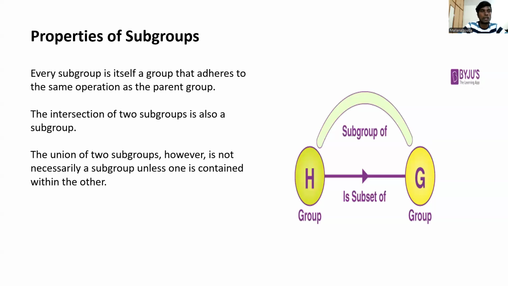Properties of subgroups. Every subgroup is itself a group that adheres to the same operation as the parent group. The intersection of two subgroups is also a subgroup. A union of two subgroups, however, is not necessarily a subgroup unless one is contained within the other.